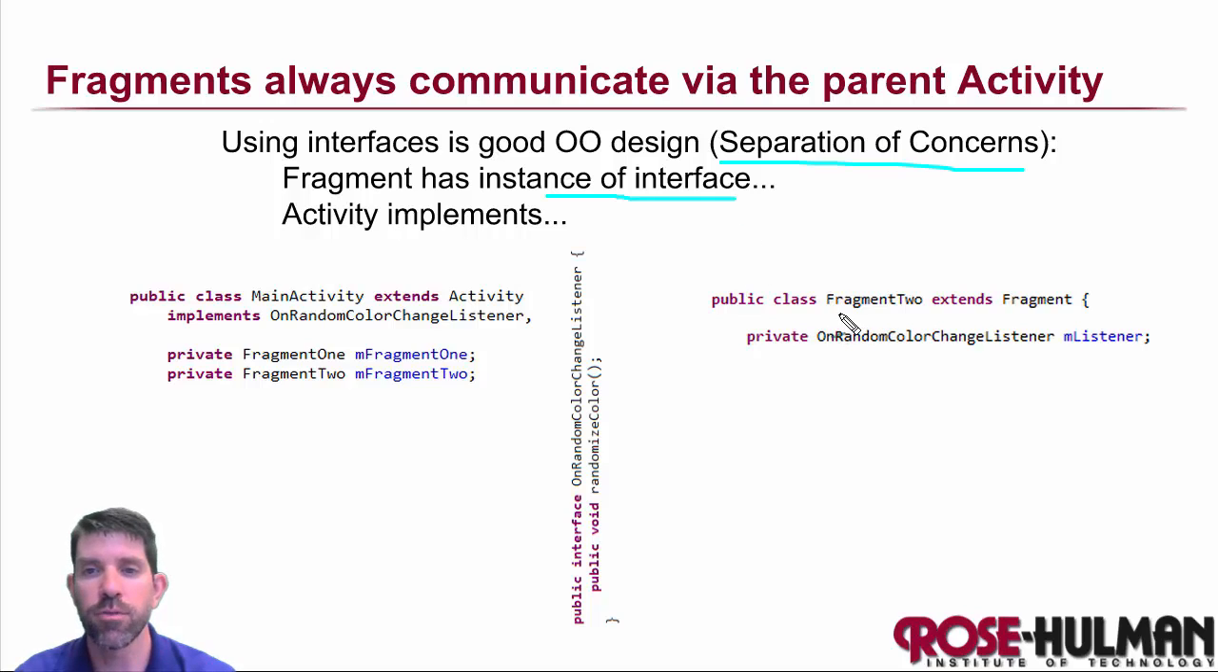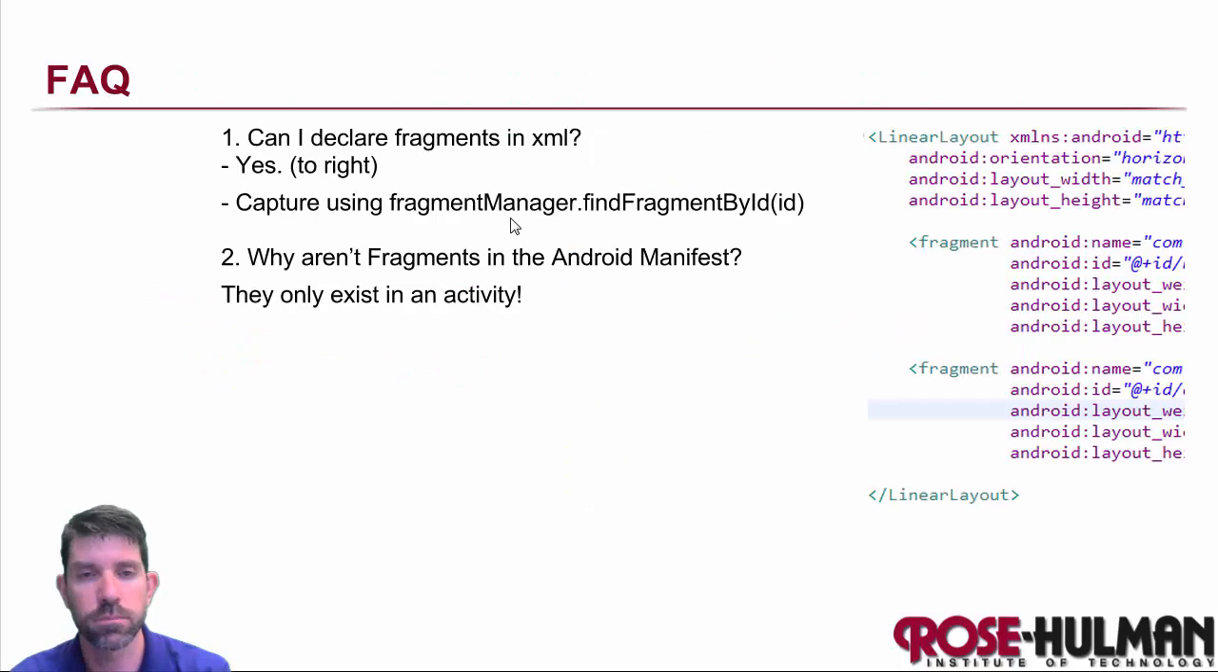We could say that the fragment here has a listener called an OnRandomColorChangeListener. It doesn't need to know who's implementing that interface. It just needs to have an instance here. And back over here, the main activity, it turns out, is the one that implements this interface. So what's separating them is the interface itself. That's defined here, and we will declare a couple of these in our code. Our OnRandomColorChangeListener has a randomizeColor method.